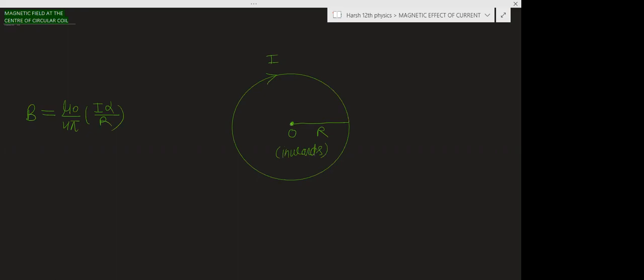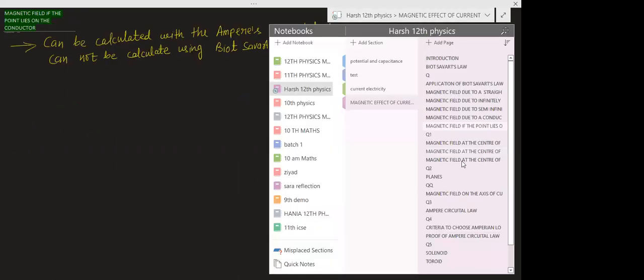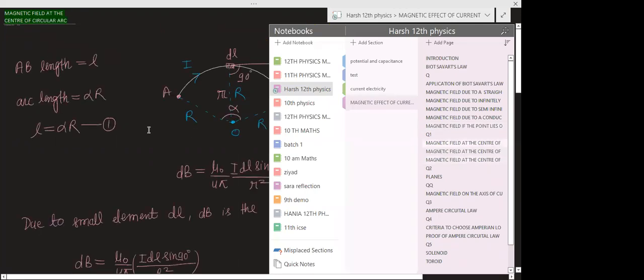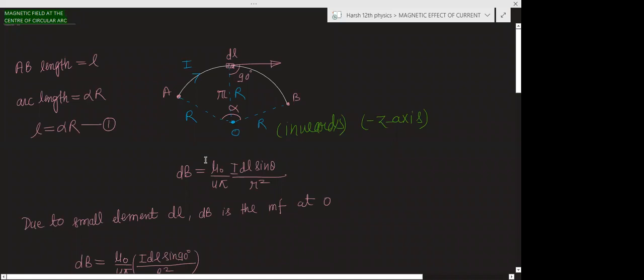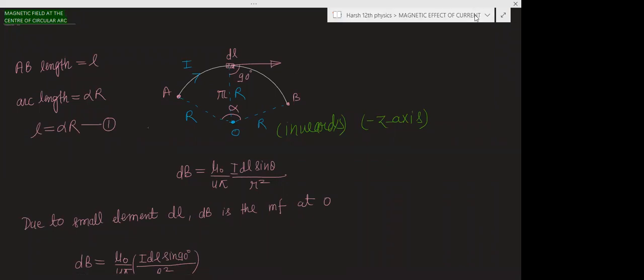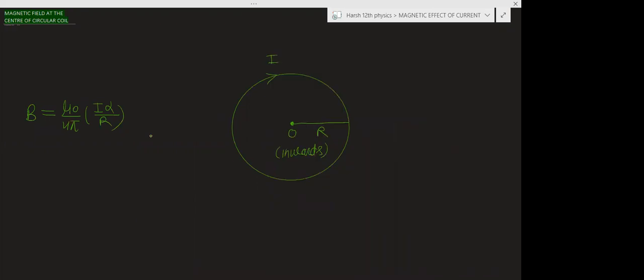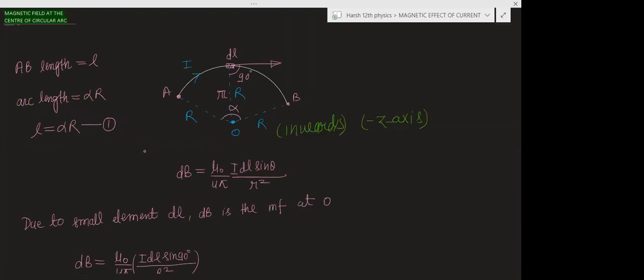But now we have to calculate. If this becomes a whole circle, can you tell me what this alpha becomes? 360. Very nice. Now this question has been solved. You will put alpha as 360 degrees, but always remember one thing: always put the value of alpha in radians.